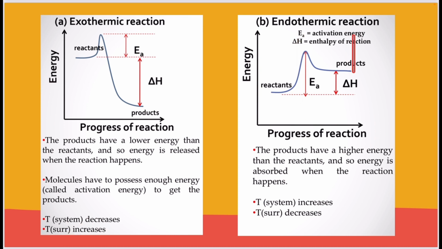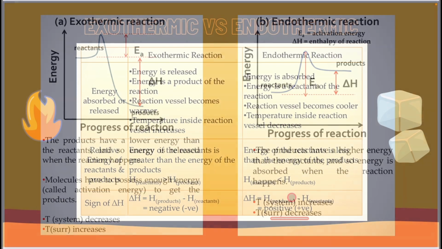For the endothermic reaction, the products have higher energy than the reactants, and so energy is absorbed when the reaction happens. The temperature of the system is increased and the temperature of the surroundings is decreased.